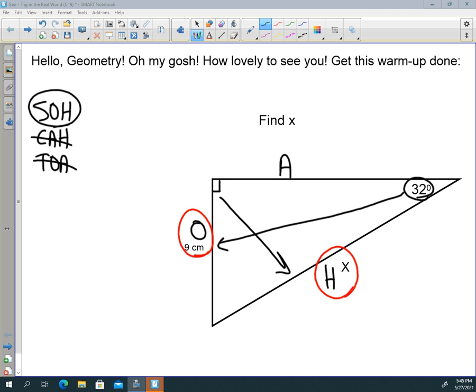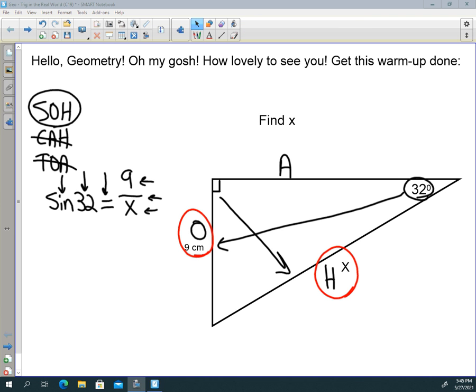So this SOH is trying to remind us that the sine of the angle is the opposite over the hypotenuse. And so we're going to write that in math language. The sine of the angle is the opposite over the hypotenuse. We just pull the information from the triangle into that equation. And from there, we can solve this equation.